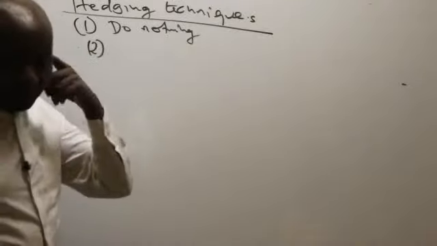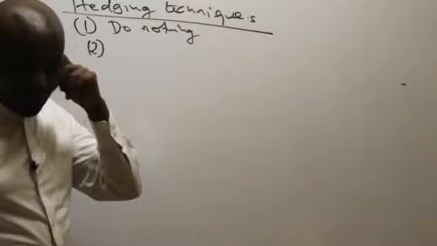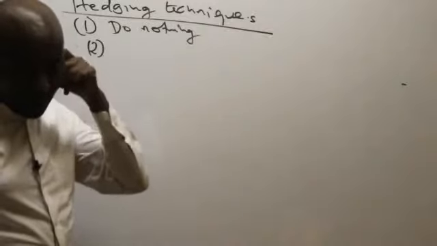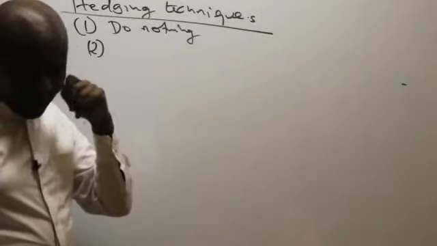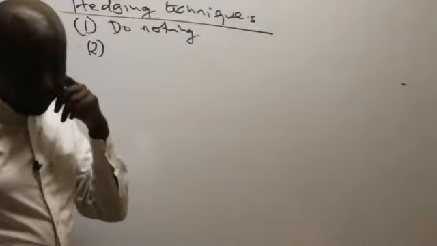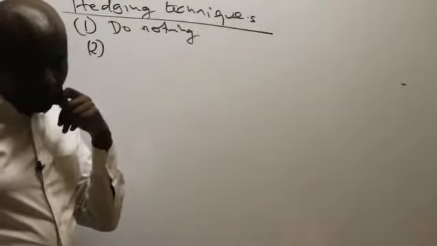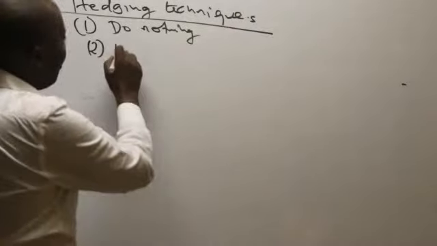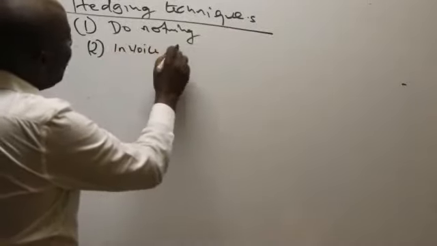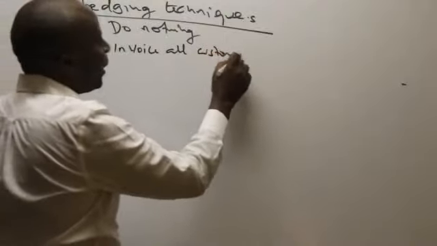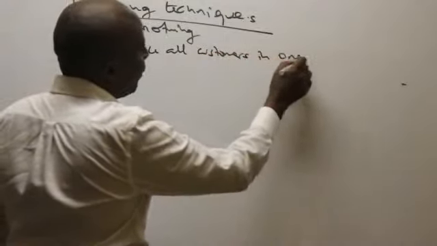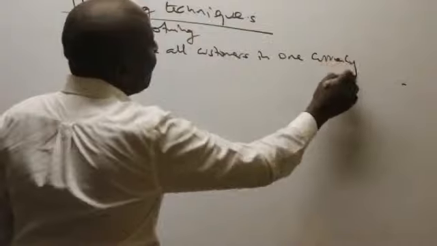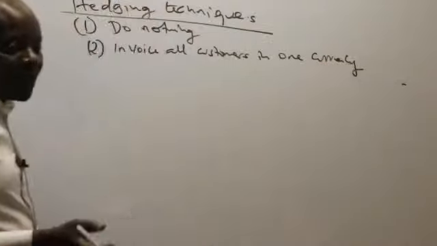Number 2, what do we have here? Invoice all customers in one currency. In one preferable currency. It could be the dollar. It could be the Kenya shilling.